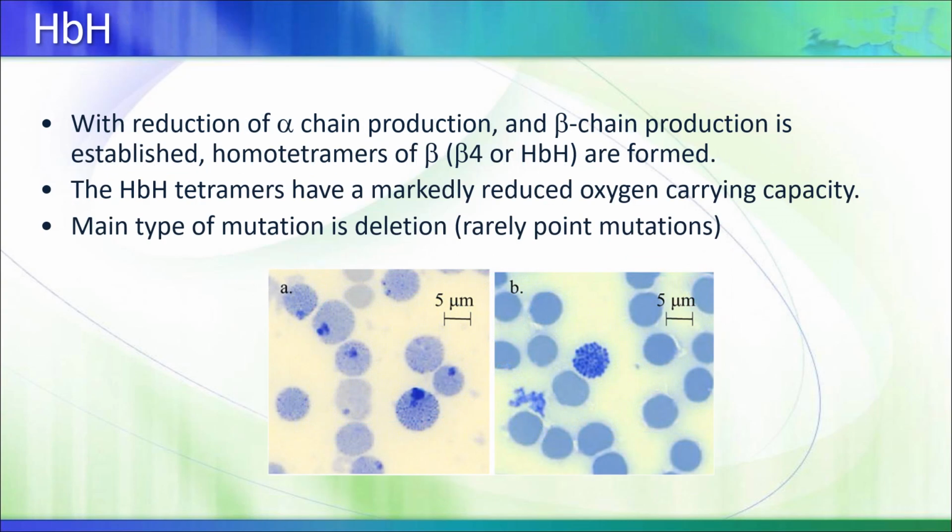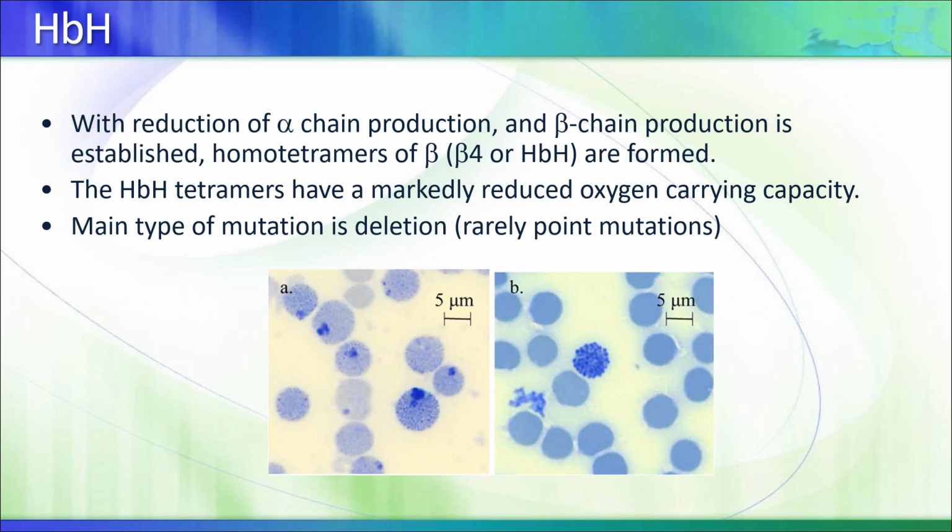Now, if there is low production of the alpha chain, this means that there is a high probability that you will have a hemoglobin molecule that is composed of 4 chains of beta. Such a molecule is known as HbH. So HbH is a hemoglobin molecule that is a homotetramer of beta. Now HbH molecule has reduced oxygen carrying capacity.